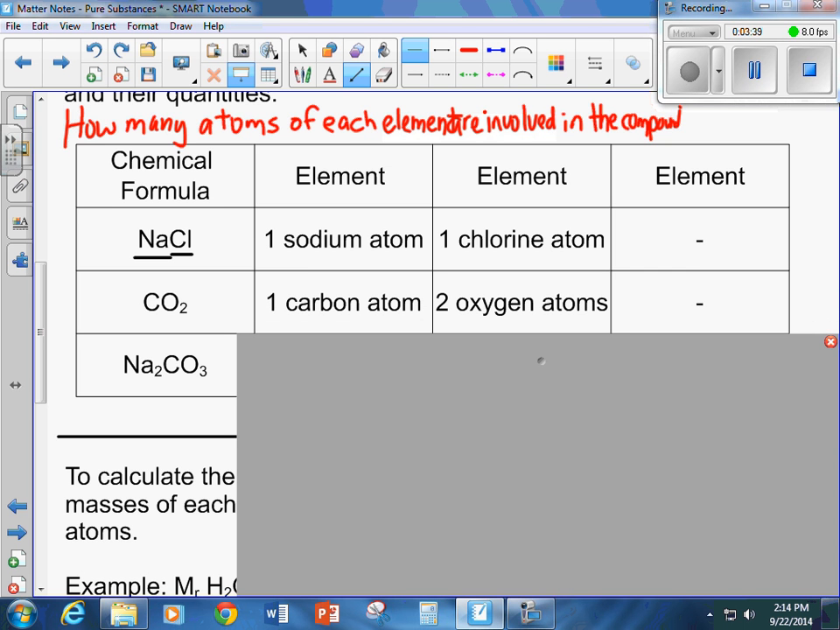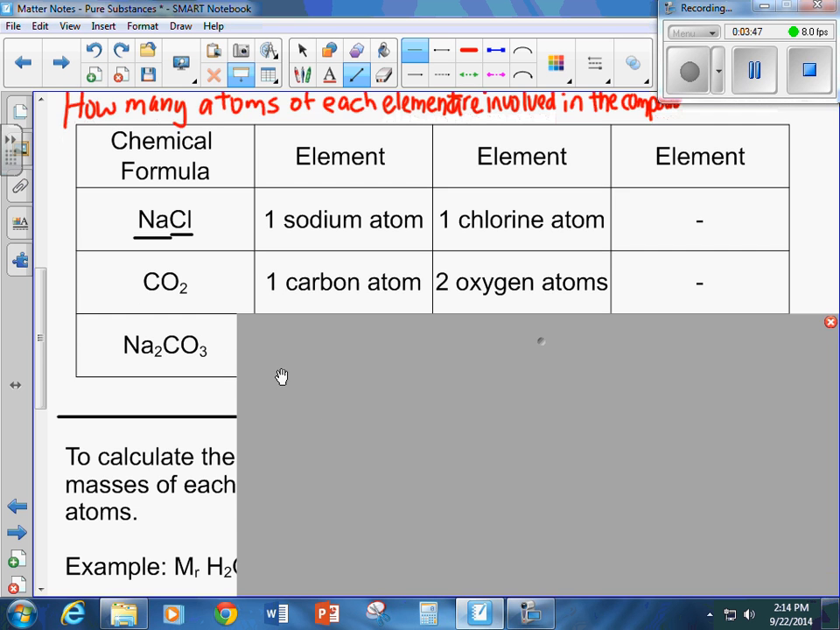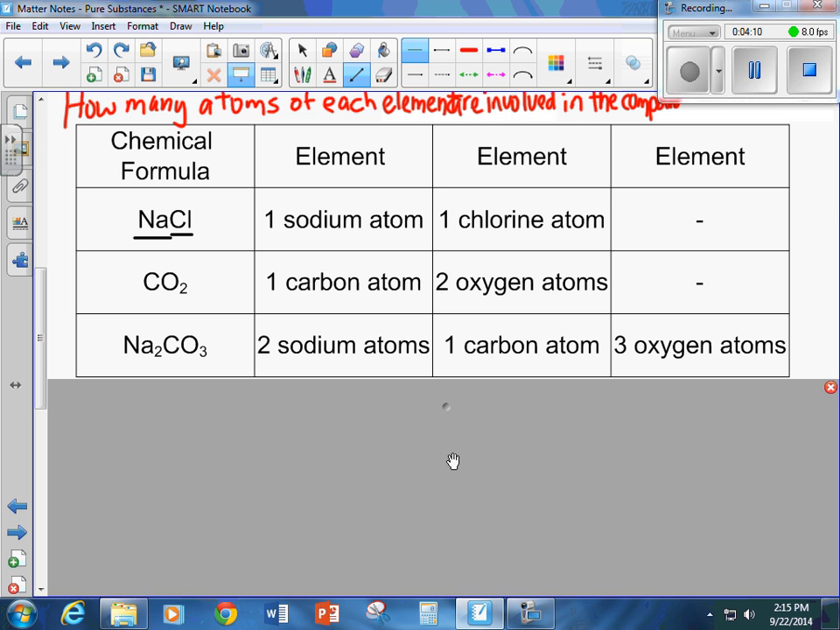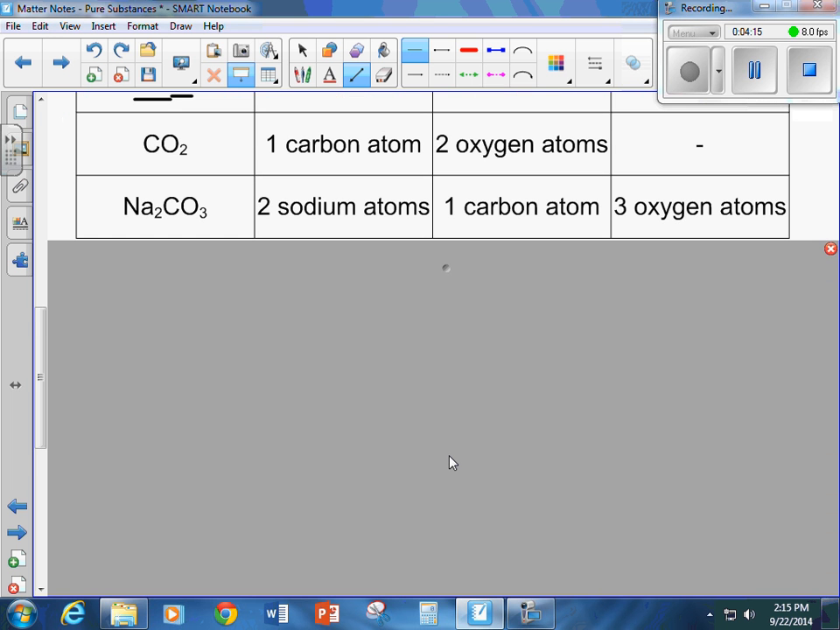All right, go ahead and try carbon dioxide. You should see one carbon atom and two oxygen atoms. And for the last one there, sodium carbonate. Remember, pause the video, work the question, double check by playing. So you're pausing now, and your answer: 2 sodium atoms, 1 carbon atom, and 3 oxygen atoms. So being able to identify how many atoms are involved in the compound is necessary for the next step.